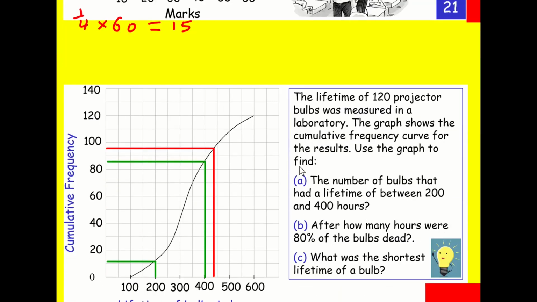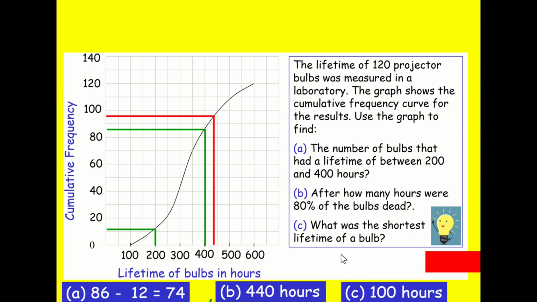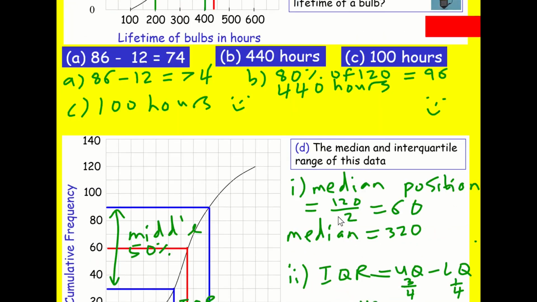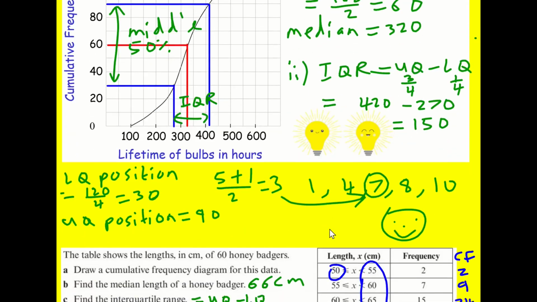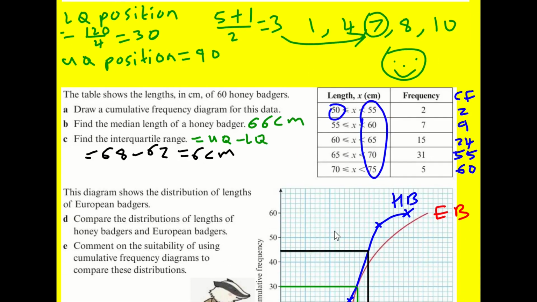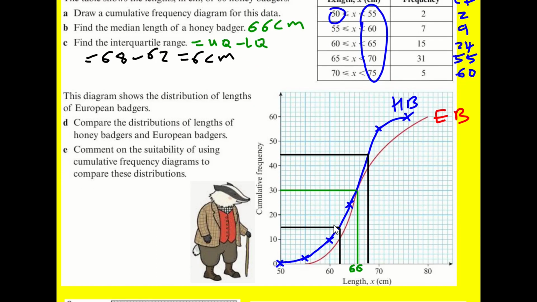We also did some similar sorts of things. Looked at the shortest lifetime of a bulb, and then we brought in the median, the interquartile range, discussed them briefly, just a reminder about them. And finally, we've done a comparison question. Okay, hopefully you're feeling happy about cumulative frequency. Make sure that you can do these things. I'd say the comparisons are really important to be able to look at. So well done, keep practicing.